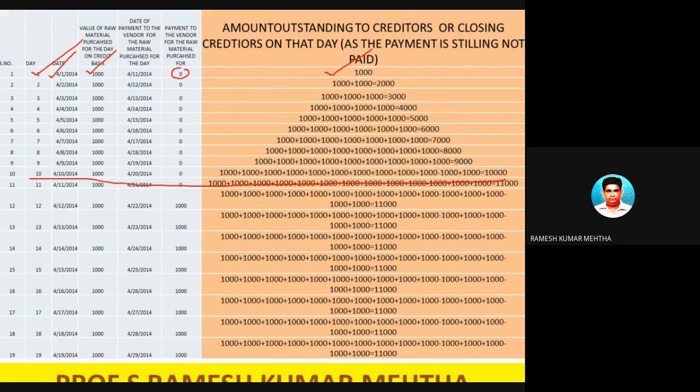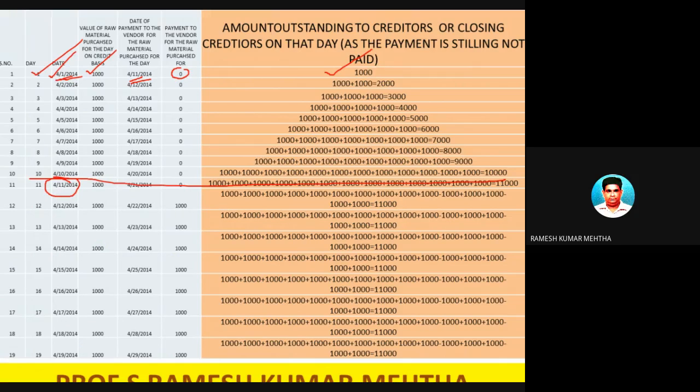On 1st April. So when am I supposed to make the payment of this 1,000 rupees? I'm going to make the payment after the completion of the 10th day, that is on 11th April. On this date I have to pay. Hope you have understood this.